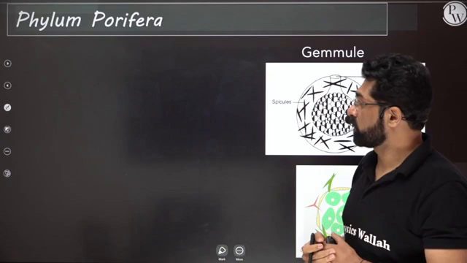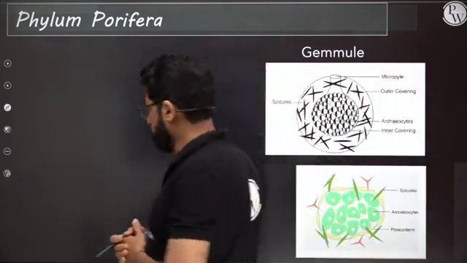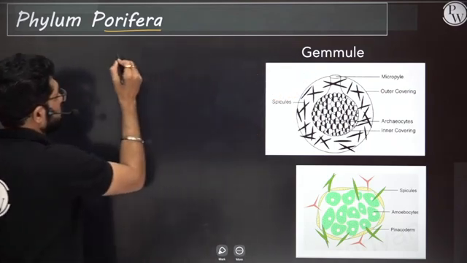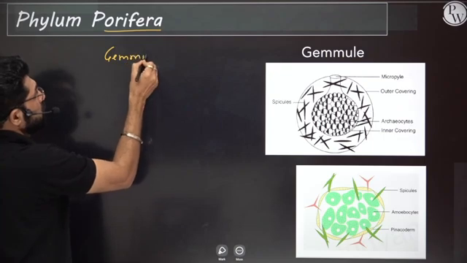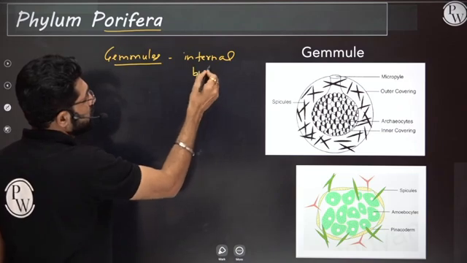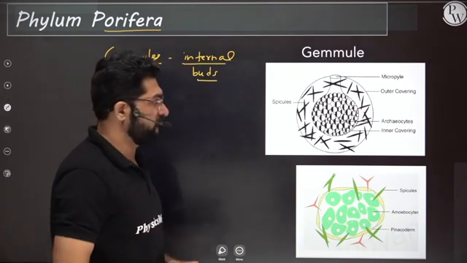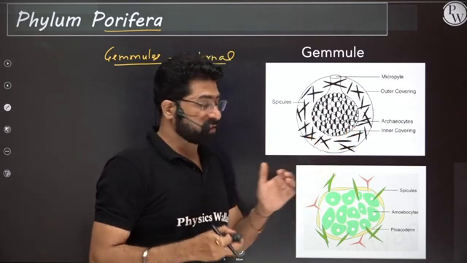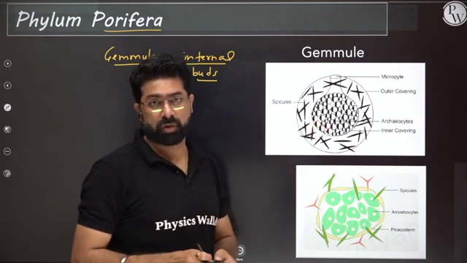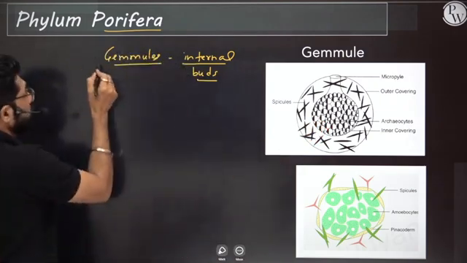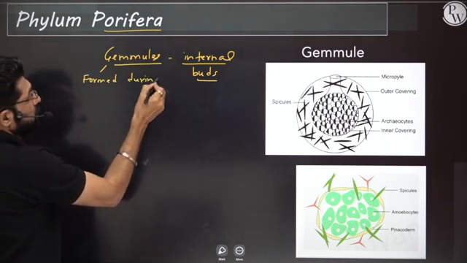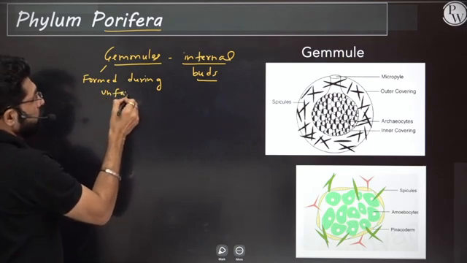Okay. So let's continue with one more special feature of Porifera, that is gemmule formation. Now, what is gemmule formation? Gemmules are internal buds. What do you mean by internal buds? Why do they require internal budding? Sometimes during unfavorable conditions, they form gemmules. So gemmules are formed during unfavorable conditions. Very, very important point.